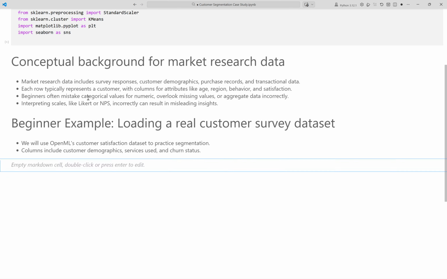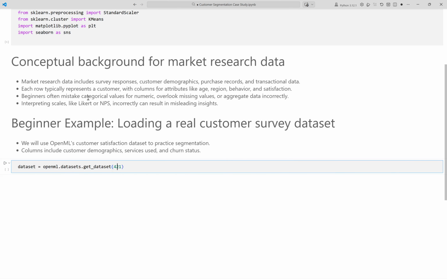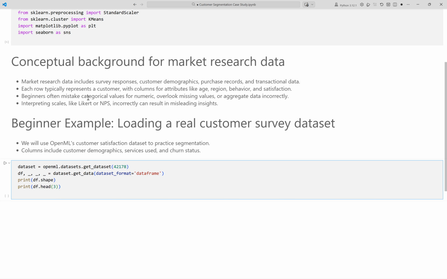We load the customer satisfaction dataset from OpenML, ensuring we have real-world survey data. We extract the data in pandas data frame format for easy analysis. We print the dataset's dimensions to quickly check record and column counts. We preview 3 customer records to check the data's structure and content.